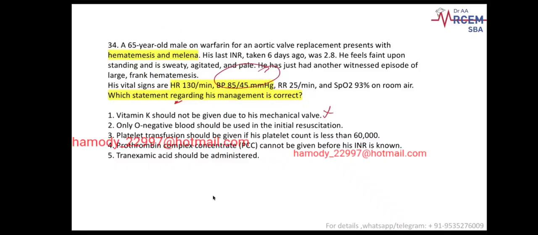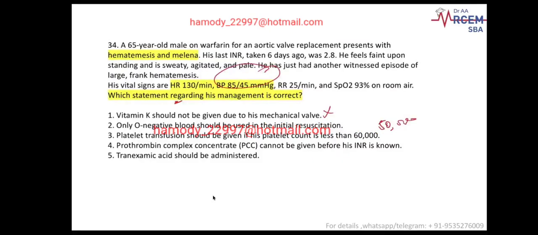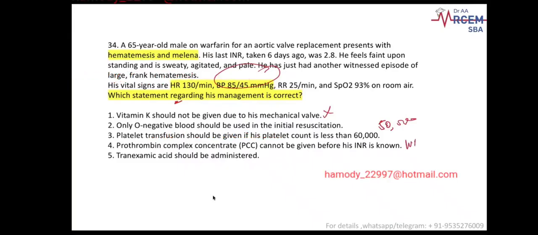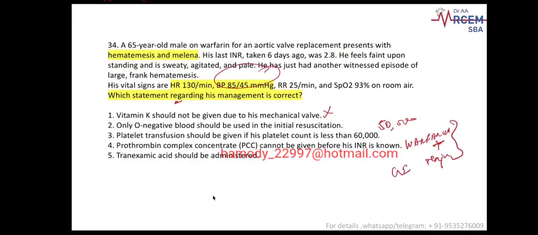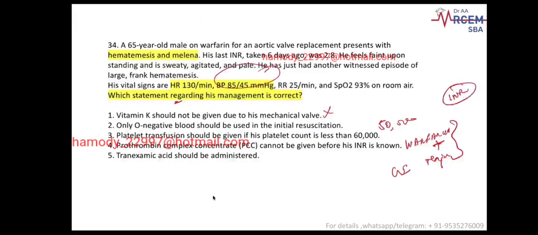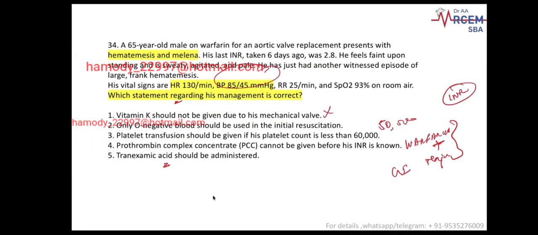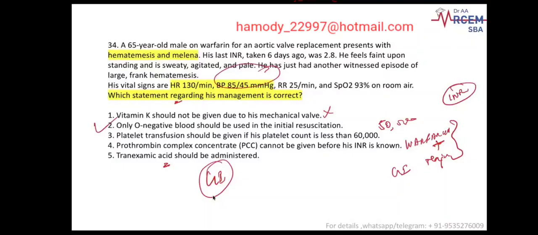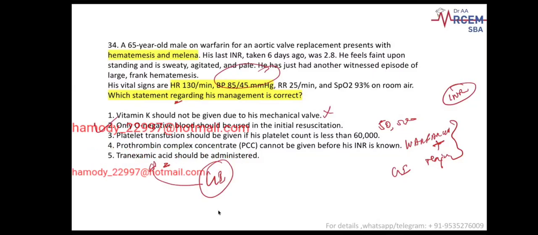Platelet transfusion should be given if the platelet count is less than 50, no, less than 50,000, not 60,000. Prothrombin complex cannot be given before an INR is known. Not true. If the patient is on warfarin and has a major bleed like a GI bleed in this situation, it doesn't matter what the level of INR is. You can go ahead and give prothrombin complex. Tranexamic acid should be administered in an upper GI bleed. Tranexamic acid is not advised. So the most right answer out of the options given is option number 2. Remember, tranexamic acid should not be given in a GI bleed.